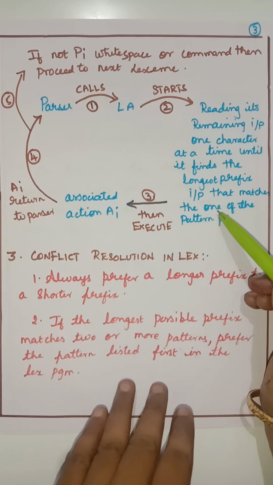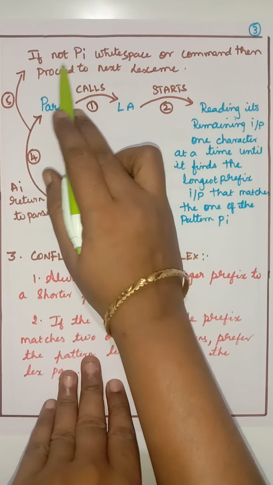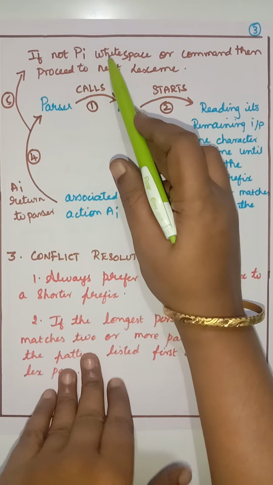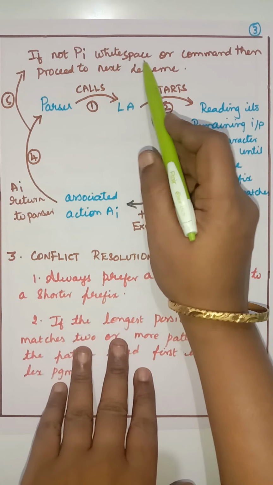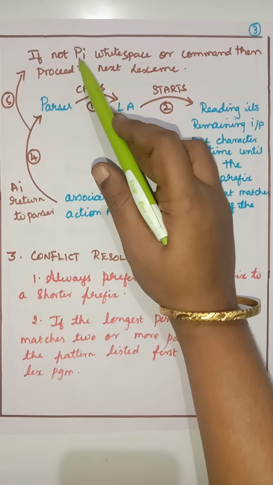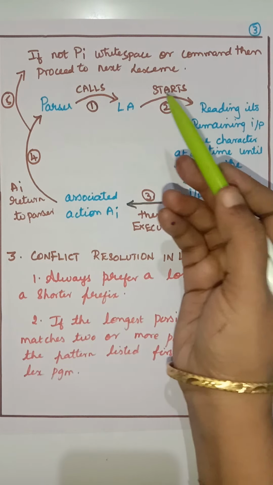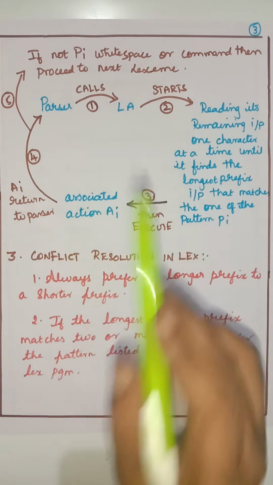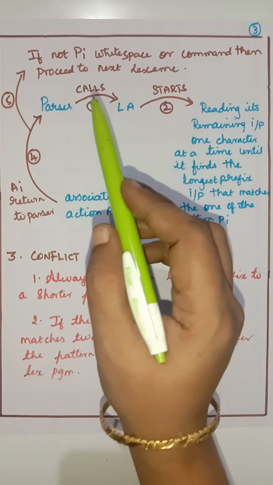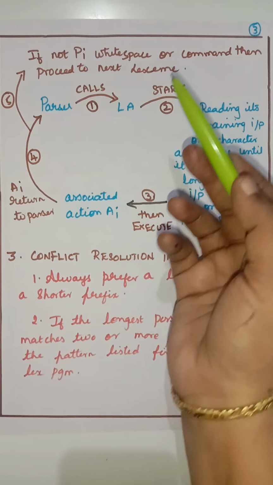If it doesn't find any of the patterns, what will it do? If no pattern Pi is matched, the input must be white space or a comment, and only then will it not match any pattern. If it isn't matched, it proceeds to the next lexeme. So this is the overall working of how the parser, that is Yacc, and Lex interact with each other to produce the parse tree.